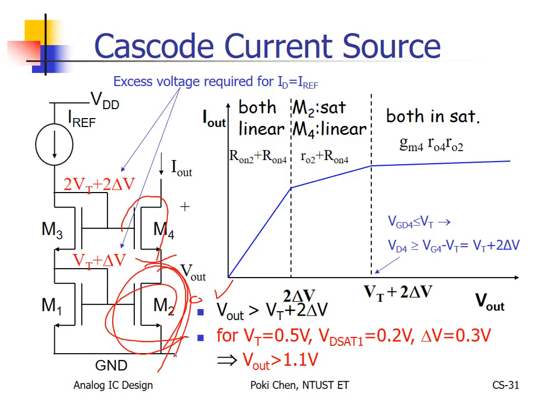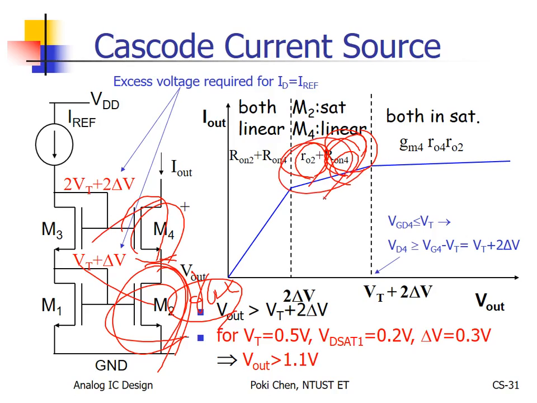So you have very good RO2 here, right? But M1, M4 is already on, both on in trial region. So you have such kind of R on 4. It is on instead of off. So R on 4 is much less than RO2. Okay, so this one much less than that one. But the slope is inversely proportional to your output resistance. So right now, your resistance becomes smaller, your slope becomes larger. Okay? And then you push it even further.